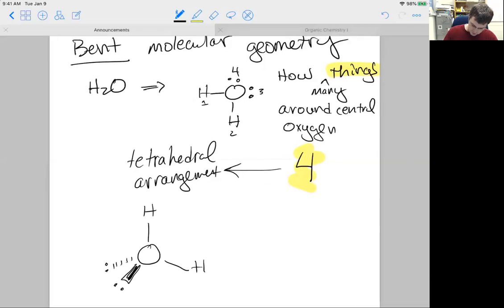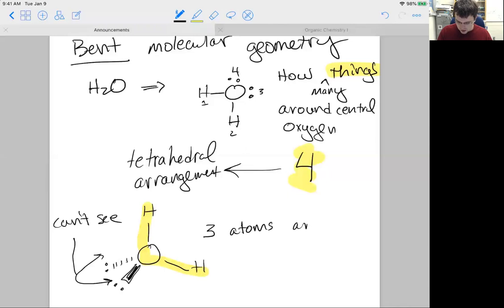Now, just like before, when we crash particles into our molecule to try to get an idea of what the geometry looks like, we can't visualize or see the electrons that are attached. Even though they're attached in a tetrahedral arrangement, we can't see those. Instead, all that we see is this grouping of 3 atoms. Now, these 3 atoms are in a plane. There's no 3-dimensional component to them.